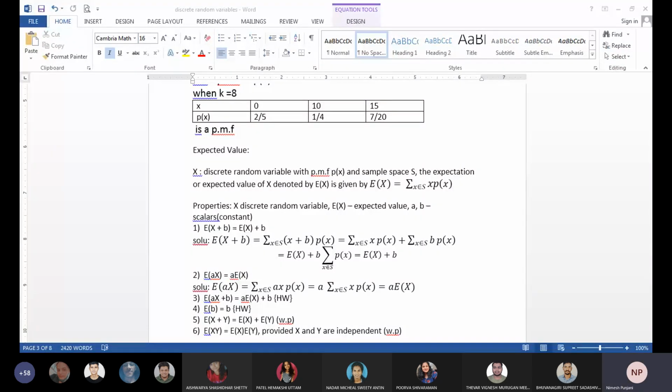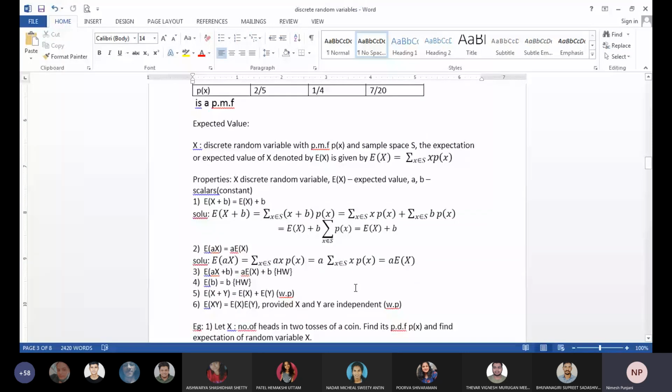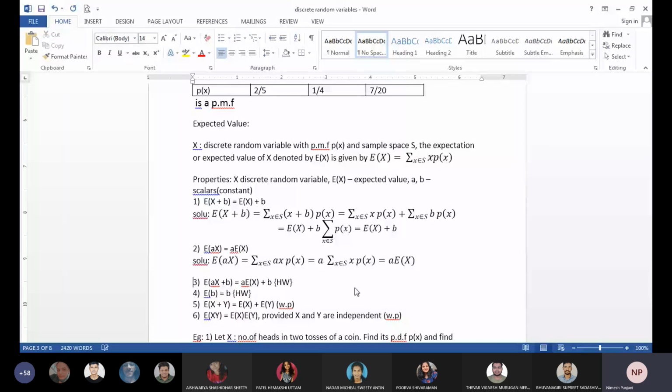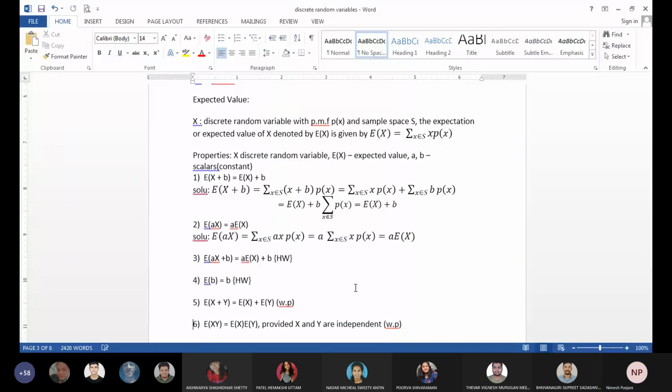Third and fourth are your homework. For third and fourth you just use your results 1 and 2. It was getting very congested. I think everything had joined together, that was one of the reasons there was an issue in viewing. Now I think the things are much more clear. Okay, so 3 and 4 are for your homework. 5 and 6 are without proof.